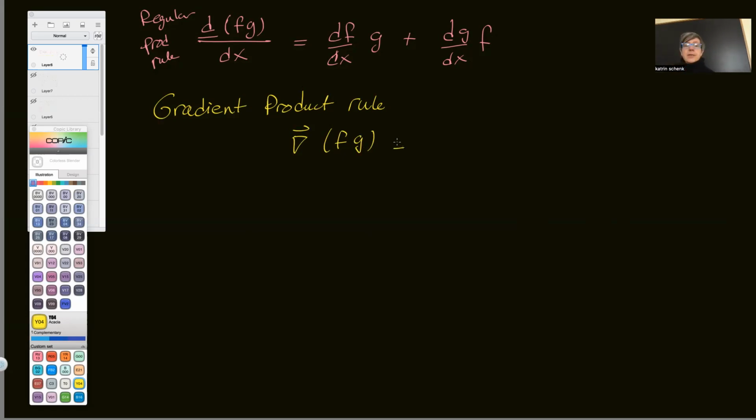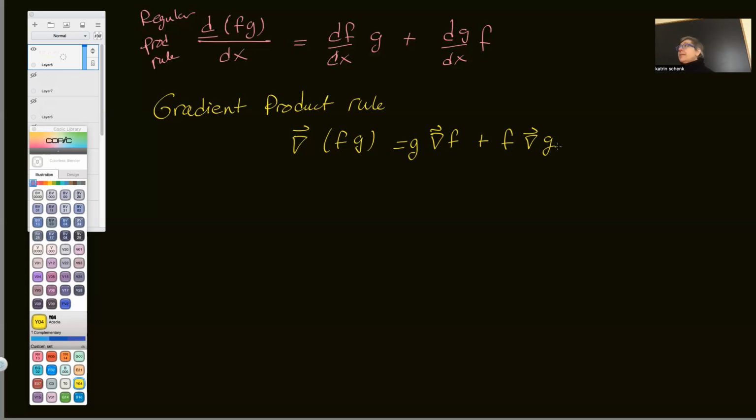Okay, and it's very simple, okay? It's the gradient of f times g, I'll put the g over here, plus the f times the gradient of g. So it looks just like that product rule, okay? Okay, now let's make it a little more complicated.